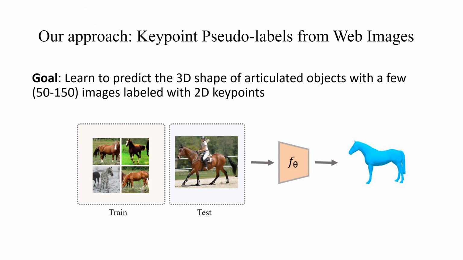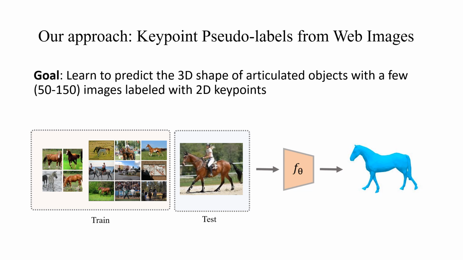We present an approach for reconstructing the 3D shape of articulated object categories, such as animals, for which limited annotations are available. In this setting, the annotation scarcity makes learning a 3D reconstruction model particularly challenging. However, the web is a great source of unlabeled images for any object.